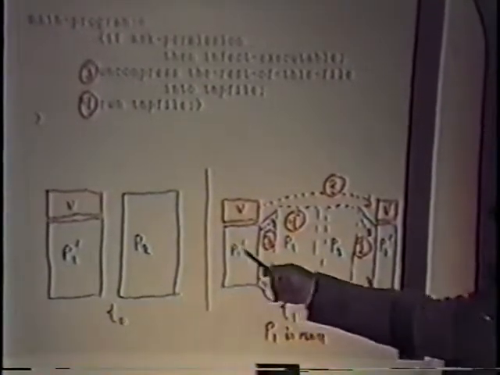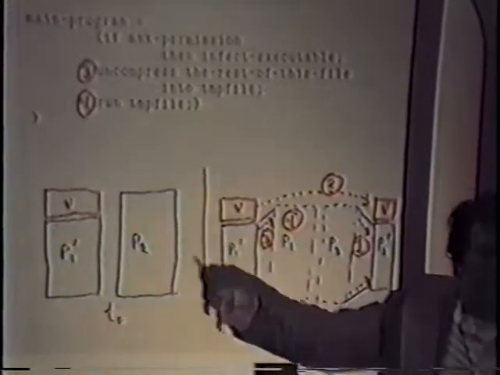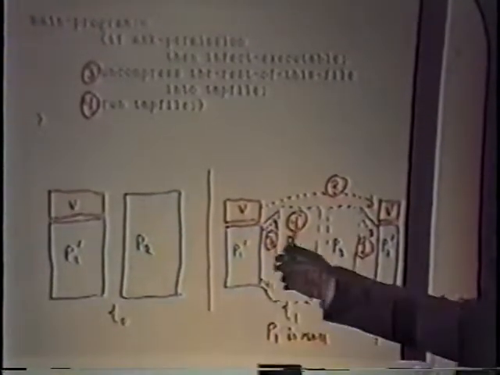We start out with P1 prime, the infected version of P1, with V prepended to it, and P2 that's uninfected. When we run what we think is P1, it's actually P1 prime with the virus. The virus says, do you want me to infect any other programs? Do you want me to compression infect another program? If you say yes, it'll find some program P2, compress that into P2 prime, the compressed version of P2. Next step is prepend the virus to P2 prime, then decompress P1 prime into P1, the clean decompressed version of P1, and execute P1.